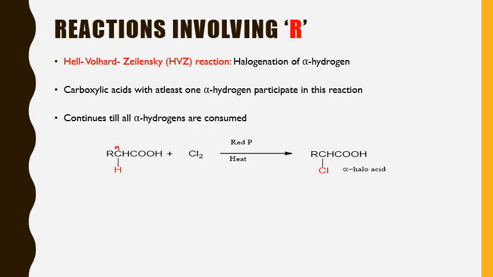So what is this HVZ actually? Here HVZ is nothing but the carboxylic acid with alpha hydrogen undergo reaction with chlorine in presence of red phosphorus. Okay. What are the reagents? Chlorine with red phosphorus. They will give you a halogen substitution instead of this alpha hydrogen. So this is called as HVZ.